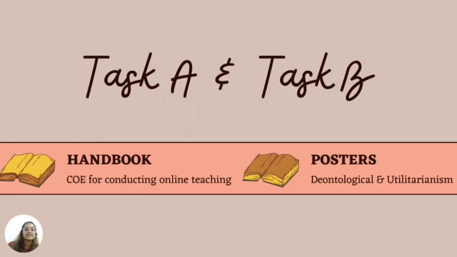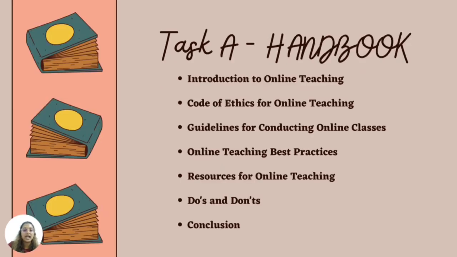We're going to the next slide, which shows what Task A and Task B are that I did. For Task A, the handbook that I made includes a code of ethics for conducting online classes. The second task is that I created two posters which include two ethical theories, deontological and utilitarianism. Okay, moving to Task A.